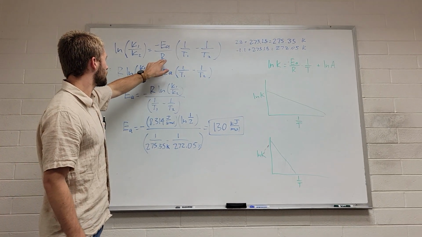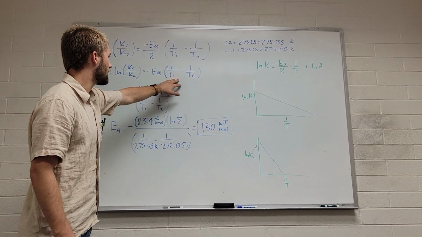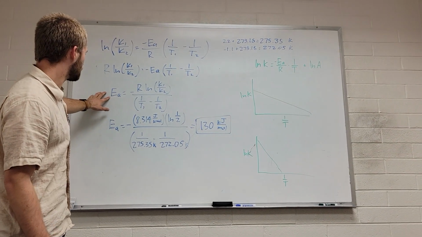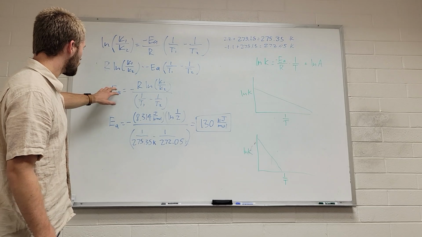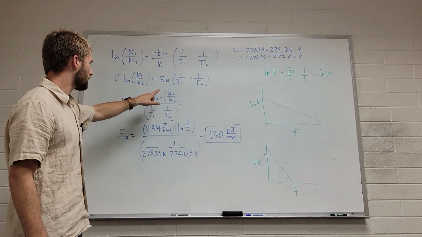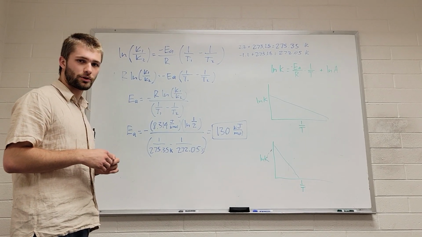So just rearranging, multiply by R, get this over here, then we can divide by negative 1 over T1 minus 1 over T2. That isolates energy of activation. So energy of activation equals negative R, natural log of K1 over K2, over the inverse of temperature 1 minus the inverse of temperature 2.